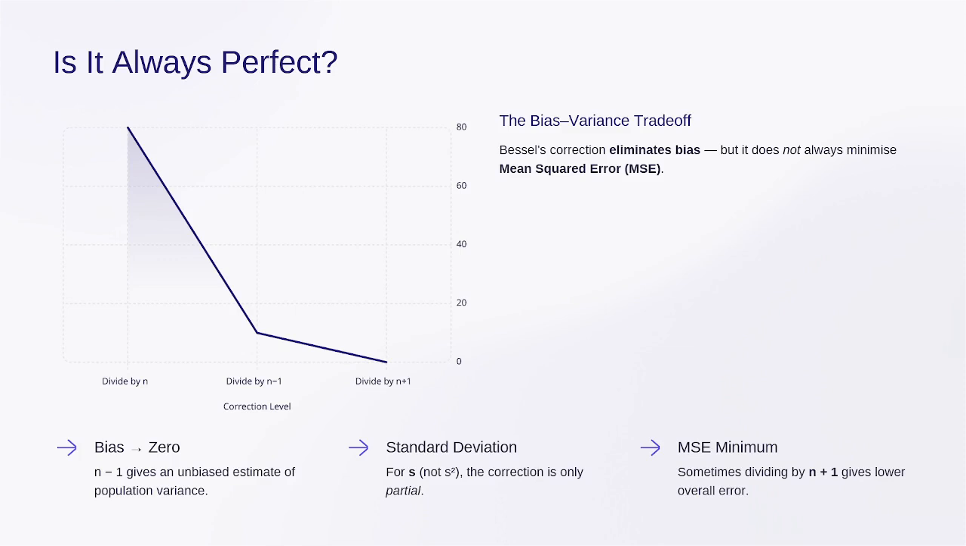So, is it always perfect? Very important point. Bessel's correction removes bias, but that does not mean it's always the absolute best. Sometimes statisticians look at something called mean square error, or MSE, that measures total error. In some cases, another denominator may give lower mean square error. But for unbiased variance estimation, n minus 1 is the gold standard. Also, for standard deviation itself, the correction is not fully perfect. It mainly fixes variance. Still, it is the best practical choice.